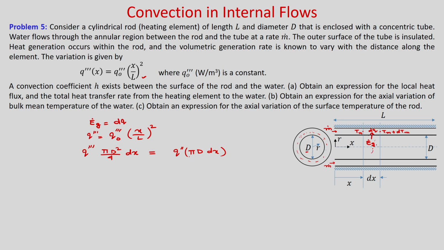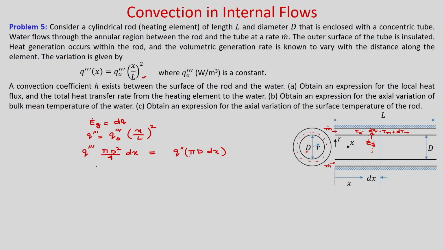So, this is the volume, d is the diameter, so pi d square by 4 into dx. This is the volume of this heating element, a cylindrical rod. So, into q triple prime will give you the total heat leaving the surface, and now the circumferential area through which the heat is transferred to the fluid is pi d into dx. That is the heat transfer area, and if the heat flux is q double prime, then it is q double prime pi d into dx.